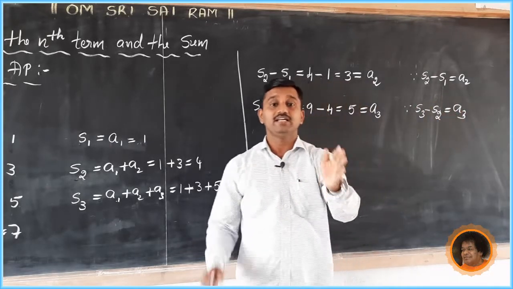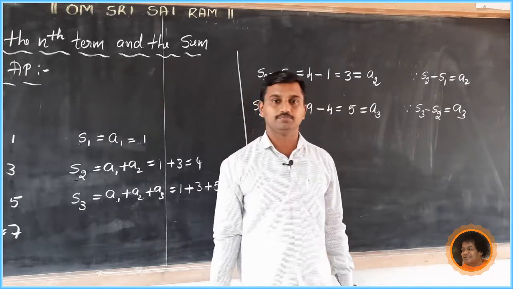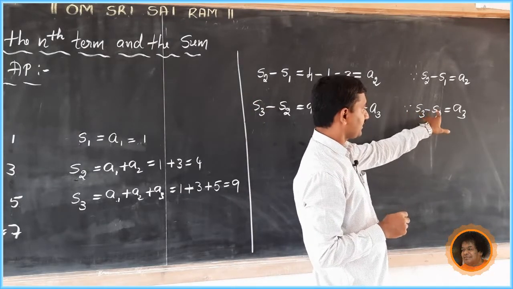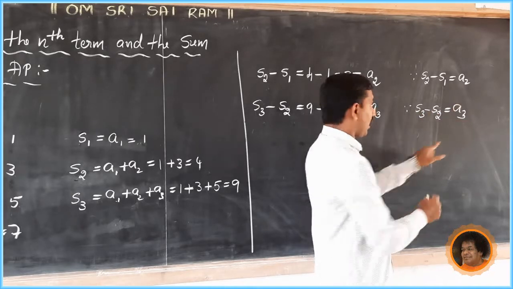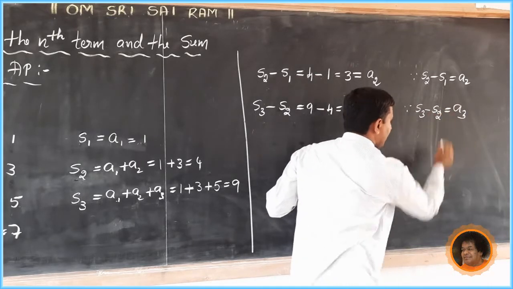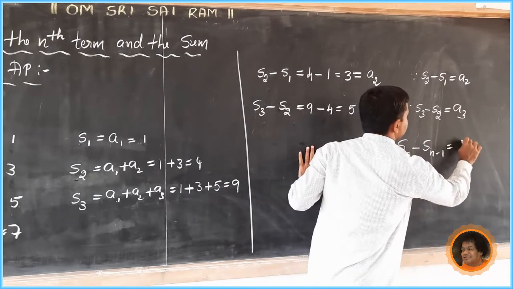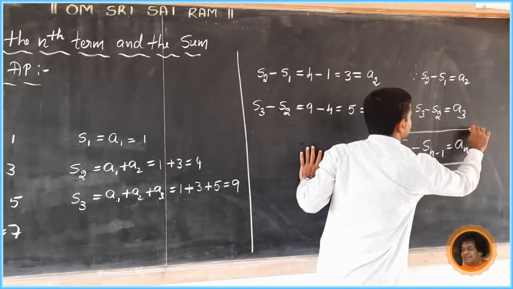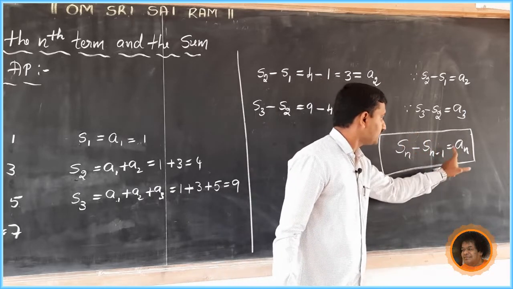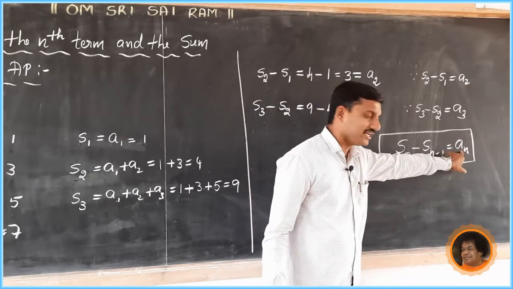Our aim is to find the relation between the sum of n terms of an AP and the nth term. So from this we conclude that S3 minus S2 equal to a3, or S4 minus S3 equal to a4, or we can write it as Sn minus Sn minus 1 equal to an. So this is the relation between Sn and an: Sn minus Sn minus 1 equal to an, the nth term of an arithmetic progression.